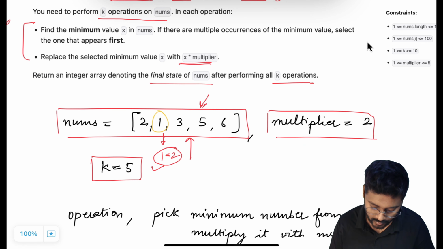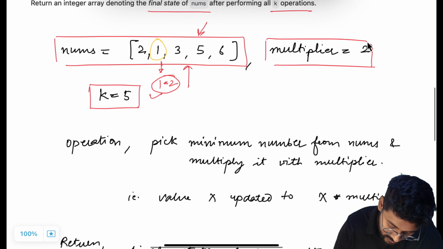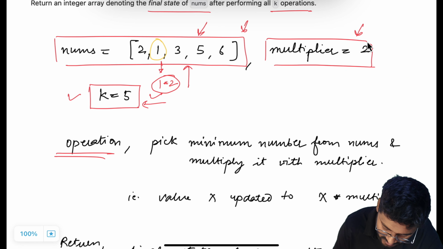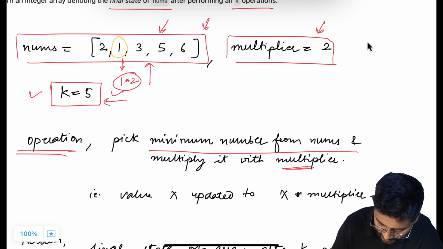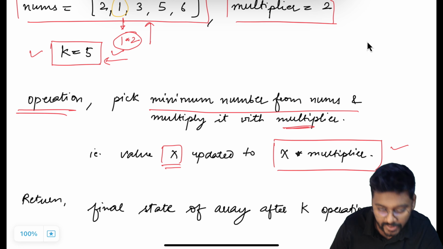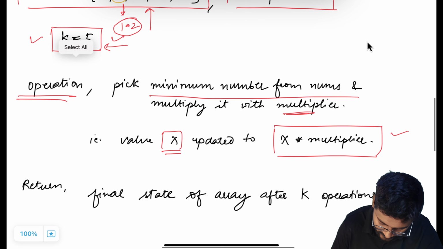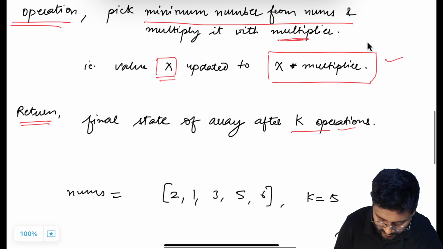So this is our problem statement. Let me summarize it. Given are 3 values: the nums array, an integer multiplier, and an integer k. K number of operations we have to perform. And what is the operation? Pick the minimum number from nums and multiply it with the multiplier. So if the value is x initially, x will be replaced with x times multiplier. And just return the final state of the array after k operations. So this is what we have to return.